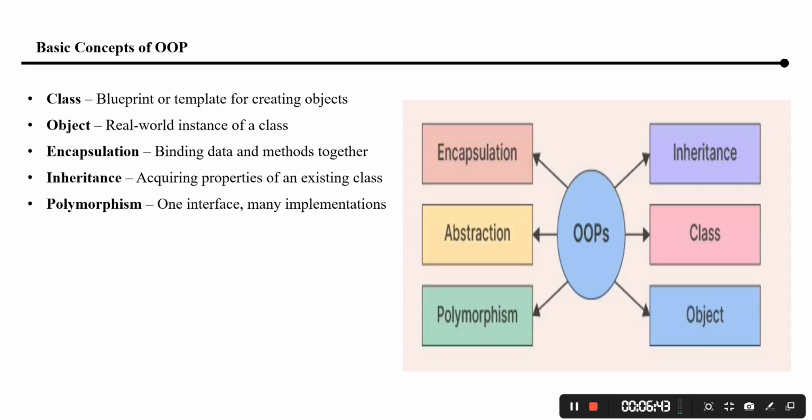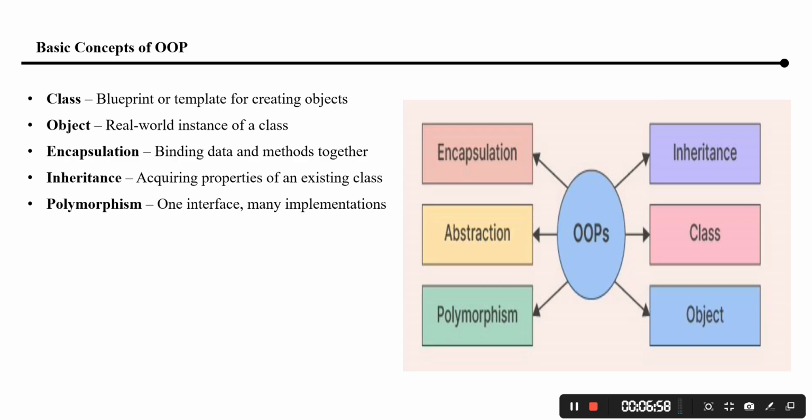Next, basic concepts of object-oriented programming. The most important concepts of object-oriented programming are the class and object, of course, upon which the other concepts rely.